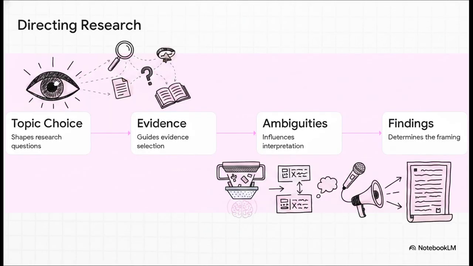And your personal lens, subtly but powerfully, influences every single stage of the research lifecycle. It starts right at the beginning with your topic choice, what you even find interesting enough to study in the first place. Then, it guides what specific evidence you deem relevant. When you hit a confusing or ambiguous passage in a text, your positionality heavily dictates how you resolve that ambiguity. And finally, it completely determines how you frame your final findings and the narrative you weave for your intended audience.